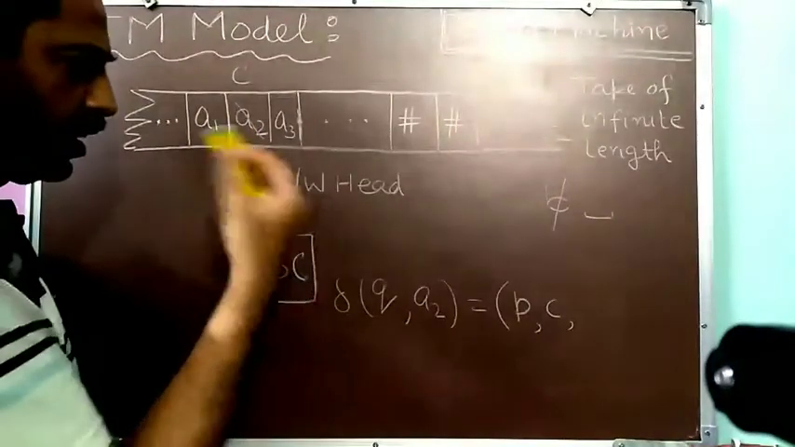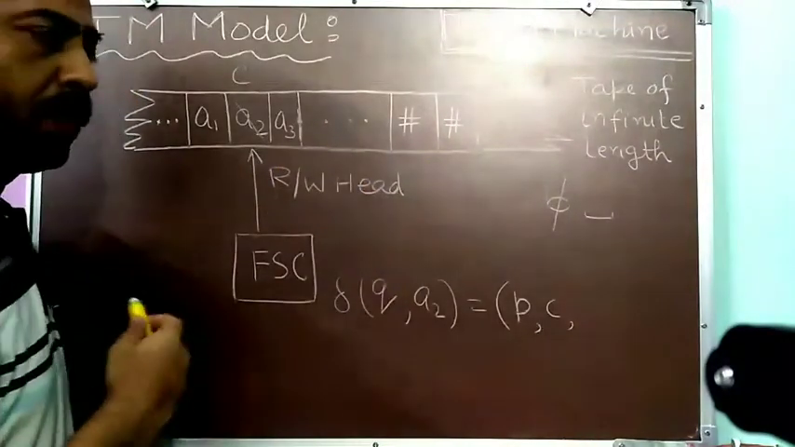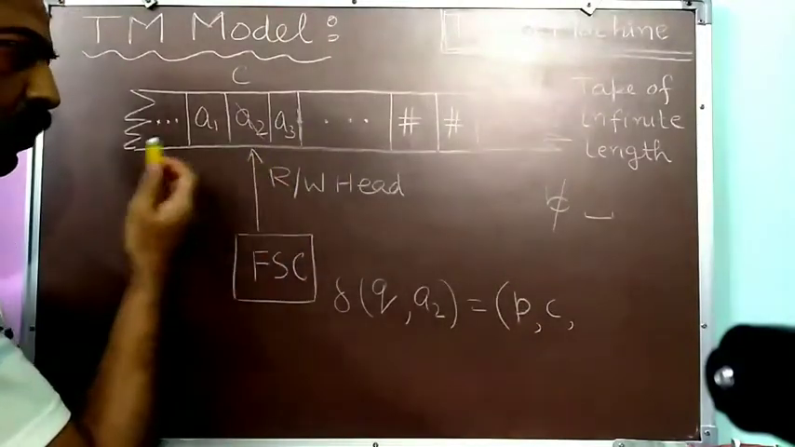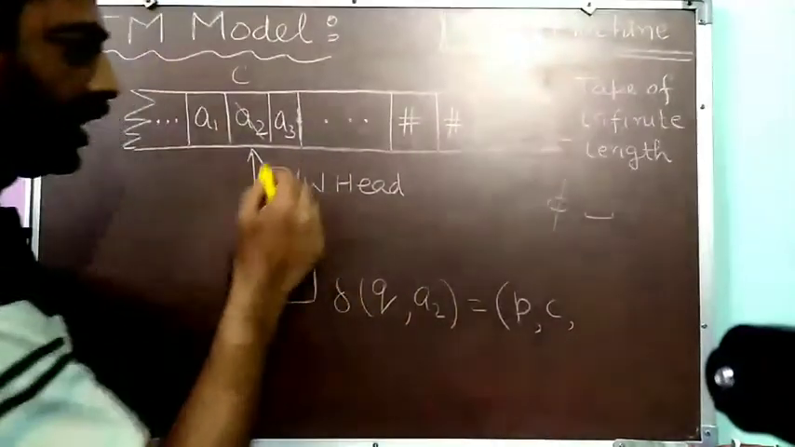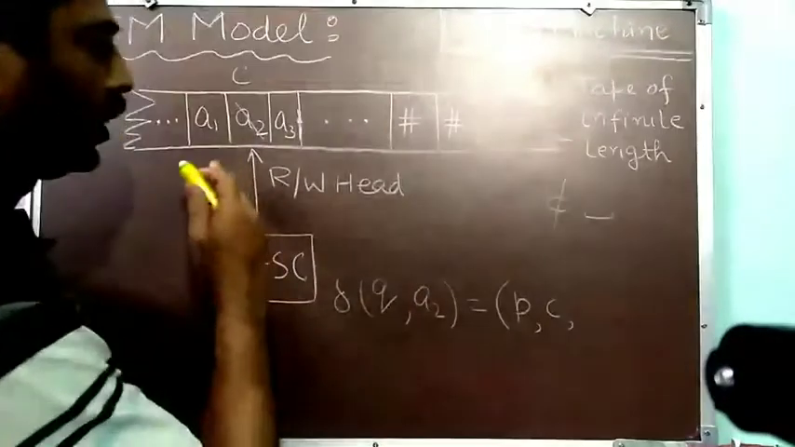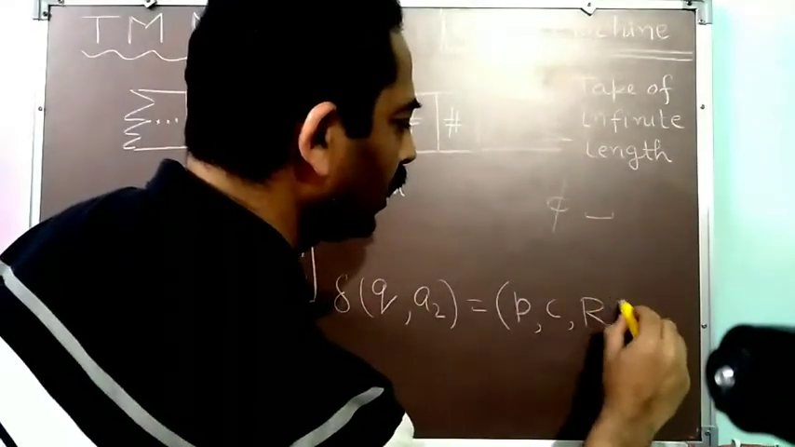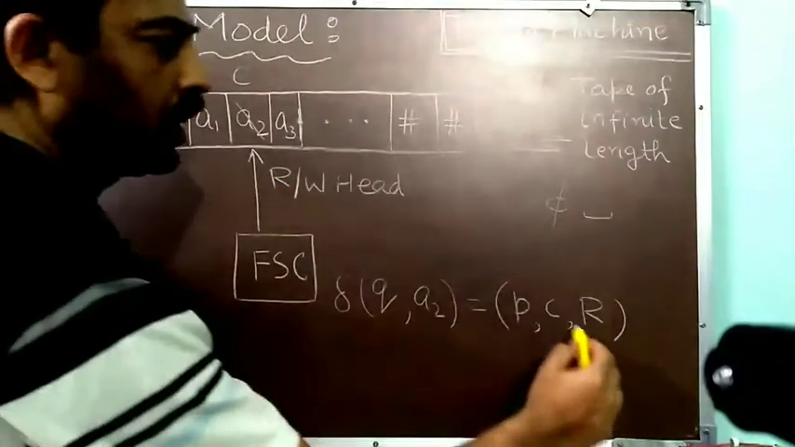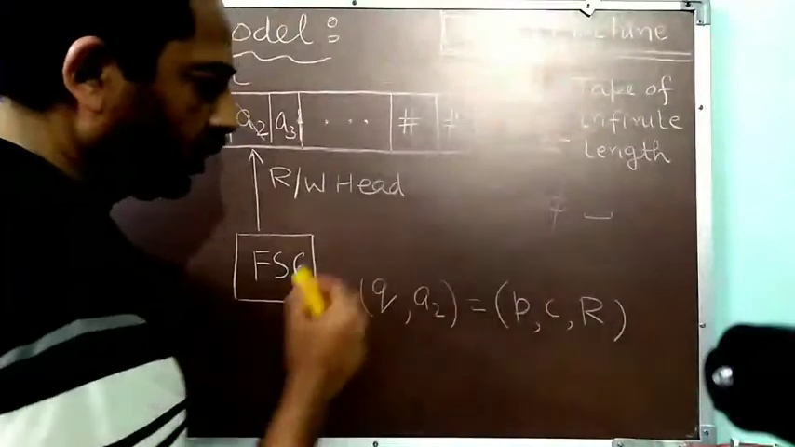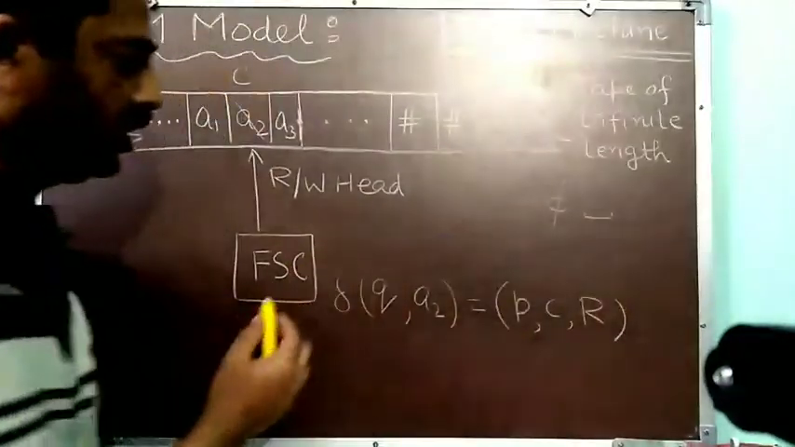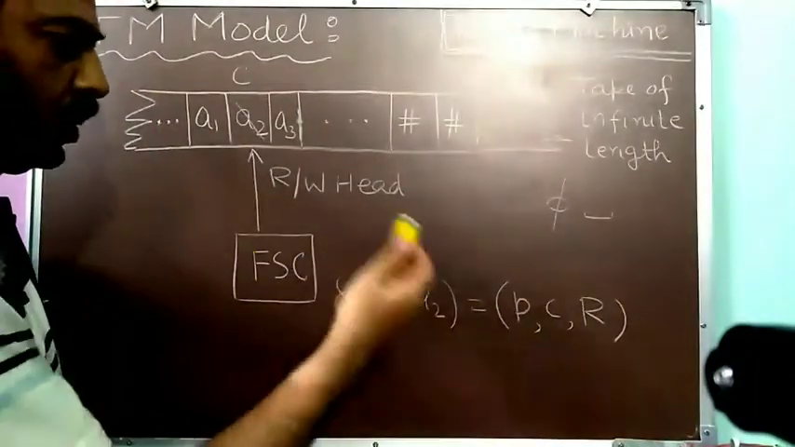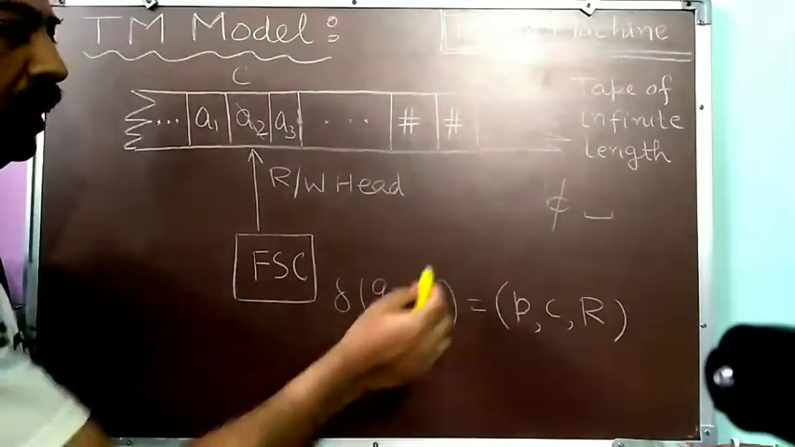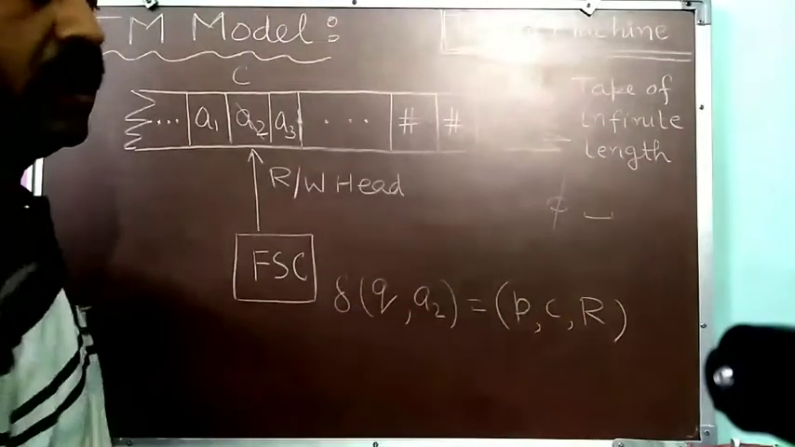Then the third thing is in which direction my read-write head should move, whether I should move towards the right or towards the left. So it may be either R or L. Suppose I am moving towards the right, so I will write R. If I want to move my read-write head towards the left, then I will write L here. So this will be the format of a transition in a Turing machine. In each move, we take the current state and the current input symbol, and on the basis of these we decide three things.